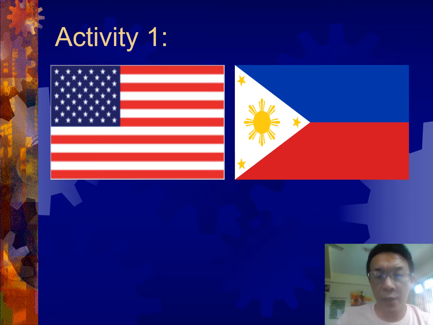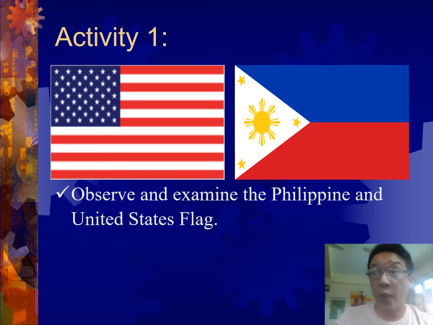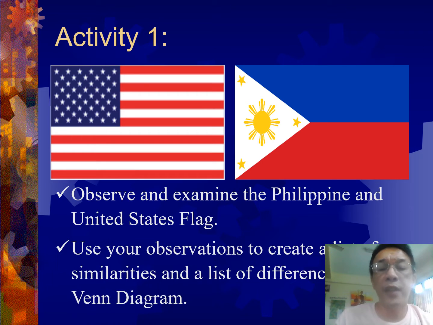As you can see, we have two flags in there. We have the USA, or the United States flag, and we also have the Philippine flag. So what you are going to do with this? First, you have to observe and examine the Philippine and the United States flag. Use your observation to list all the similarities and differences of the flags using the Venn diagram. I assume that everybody knows how to do a Venn diagram.